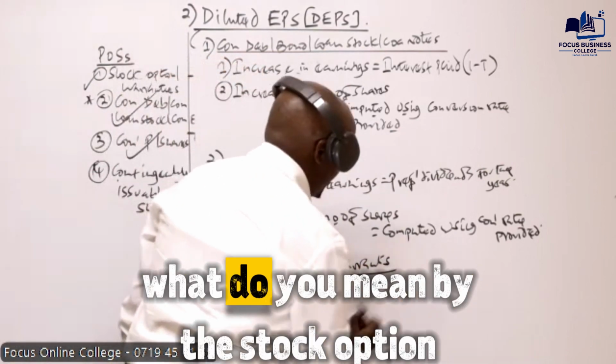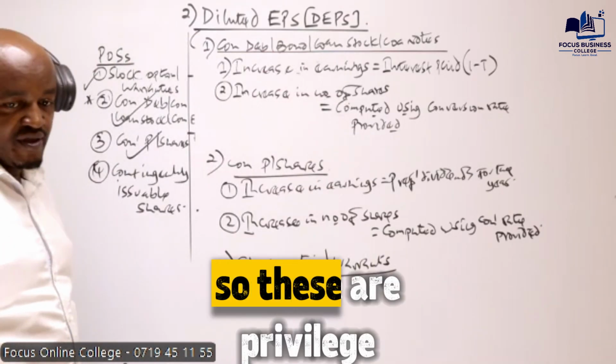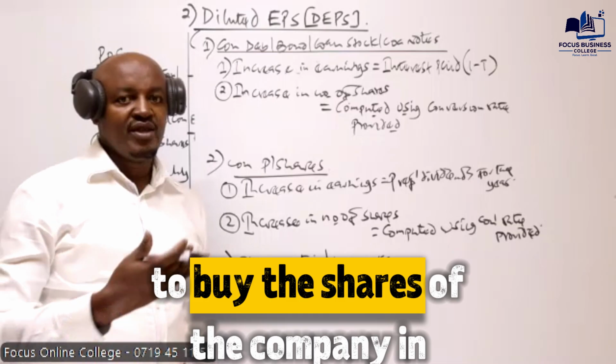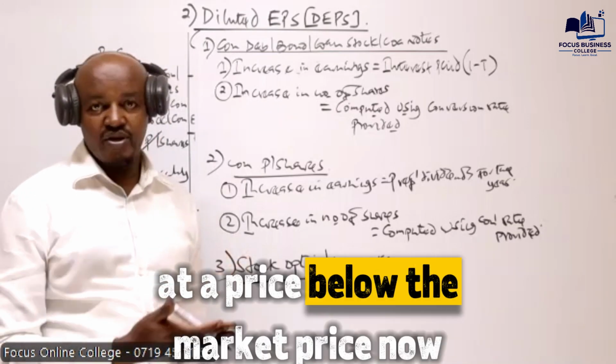Now, what do you mean by the stock option, or basically the stock warrant? So these are privileges which are given to the employees of the company to buy the shares of the company in the future at a price below the market price.